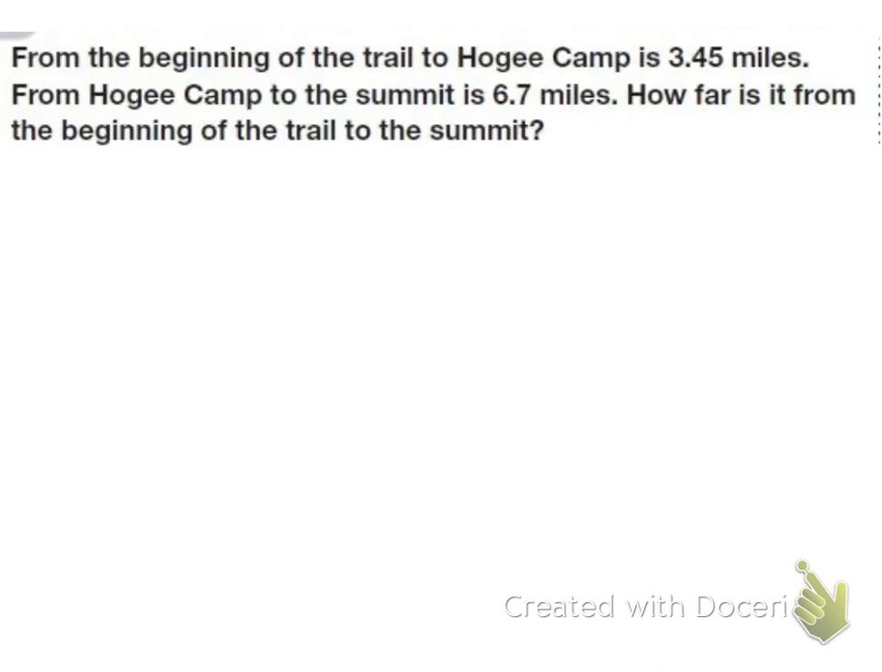Okay, let's do another problem. From the beginning of the trail to Hogee Camp is 3.45 miles. From Hogee Camp to the summit is 6.7 miles. How far is it from the beginning of the trail to the summit? So to find the total distance, I'm going to add 3.45 plus 6.7.